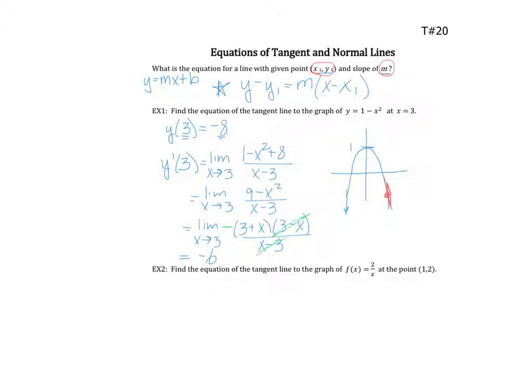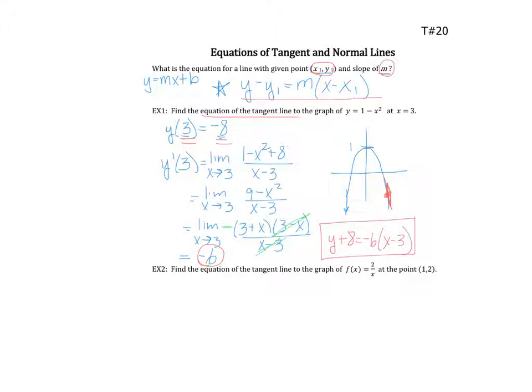Now, be careful, what's my answer? My answer is not negative 6. It says the equation of the line. So now that I have my point and my slope, I'm going to plug into this formula. y minus the y-coordinate is equal to slope times x minus the x-coordinate, and I stop right there. I do not simplify it.